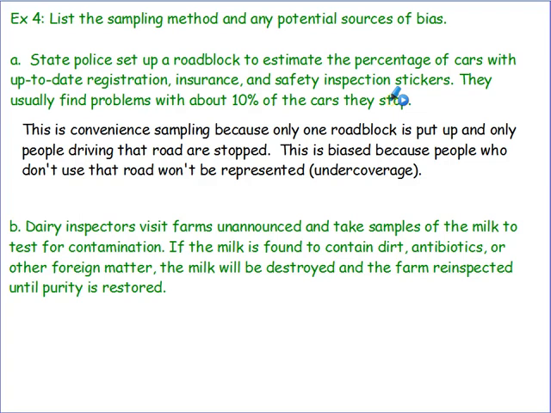That one roadblock is put up and only people that are on the road at that time are stopped. This is obviously creating bias because people who don't use that road won't be represented. Again, this is undercoverage. You're leaving off a large population.